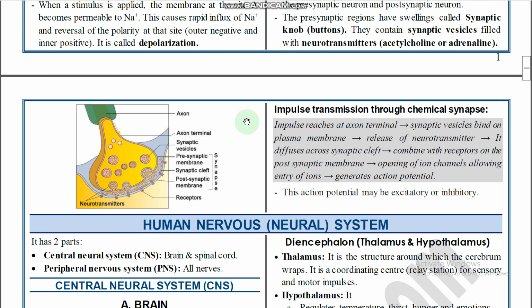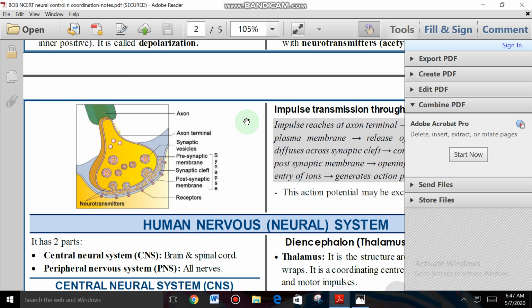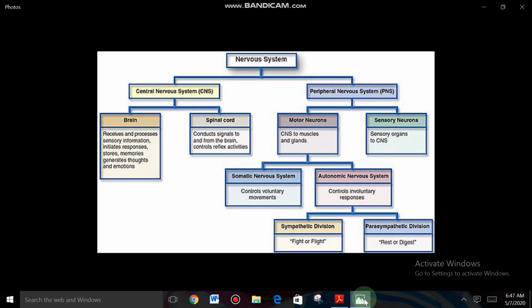So next one, the human neural system. What are the components of the human neural system? Here is the human neural system flow chart. The human nervous system is majorly divided into two components, the central nervous system and the peripheral nervous system, CNS and PNS. What are the components of the central nervous system? Brain and spinal cord are the components of the central nervous system. Apart from the brain and spinal cord, the remaining all come under the peripheral nervous system.